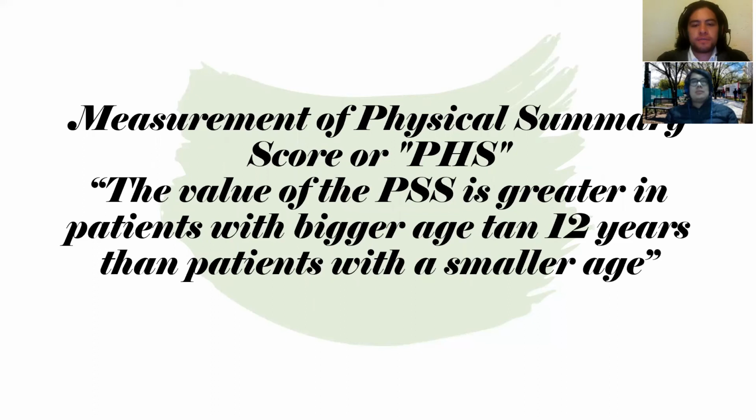Measurement of physical summary score, or PHS. The value of the PHS is greater in patients with an age bigger than 20 years than in patients with a smaller age. Here we want to prove that the disease, lupus, affects to a lower amount the patients that are more than 12 years old.